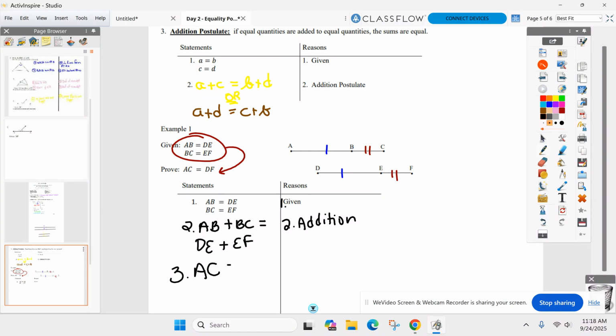Equal to, do the same thing for DE plus EF. Instead of writing that, what could I replace that with, Michael? DF. I tried to give you a hint and yell it. I was replacing it with those. What did I just do there? I took AB plus BC and, good, substituted it in with something that it's equal to. This is substitution.